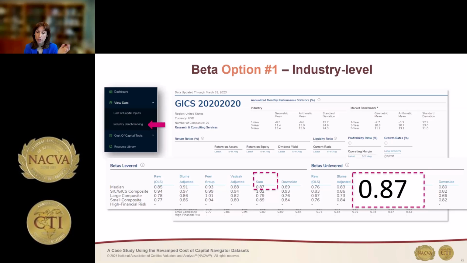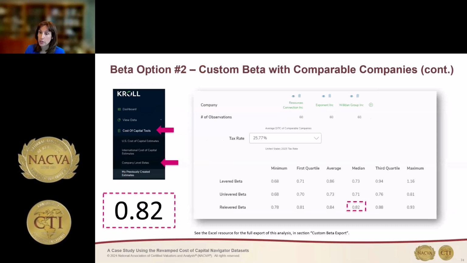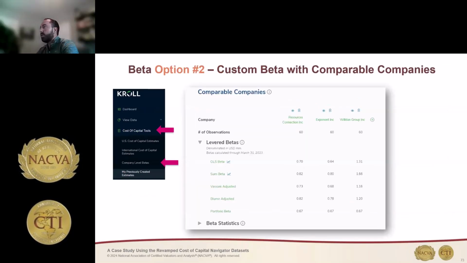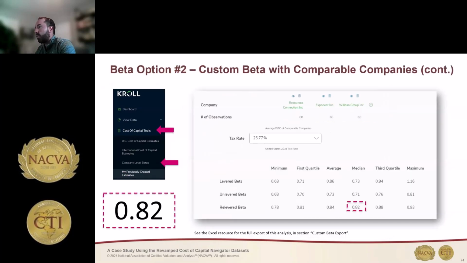So this particular option is using off the shelf. Option 1 is to use an off the shelf beta, and in this case you could use the sum beta, which, as Kevin said, is commensurate with the size study that we will use. And like I said, option 2 is to create your own industry beta, selecting your own comps using the company level beta data set and tool. And we've run through levering and unlevering those company level betas and relevering it.